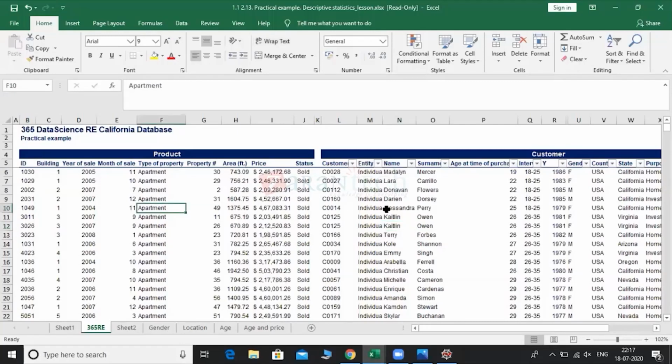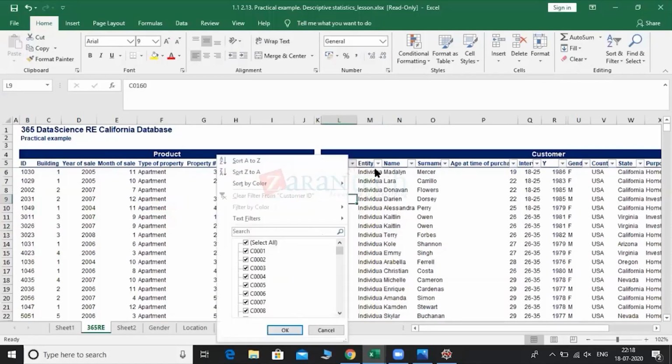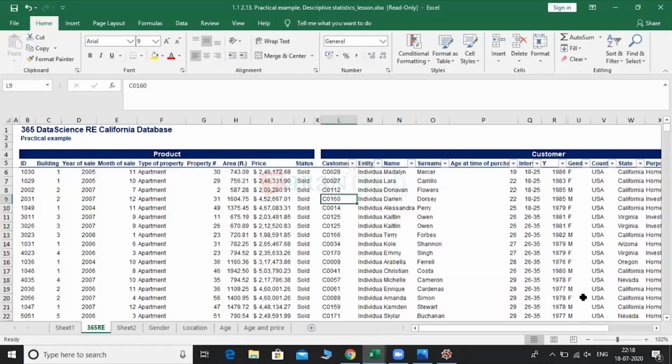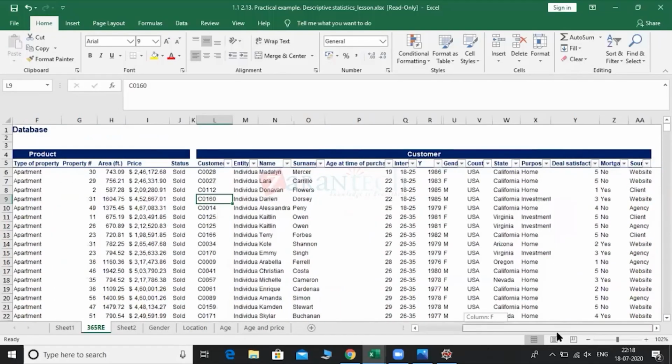Can you think of something? How do we see this contains only customer information? This customer ID is there, and whether the customer is an individual or a firm, the name is there, and age and everything is there. It doesn't have this price column.